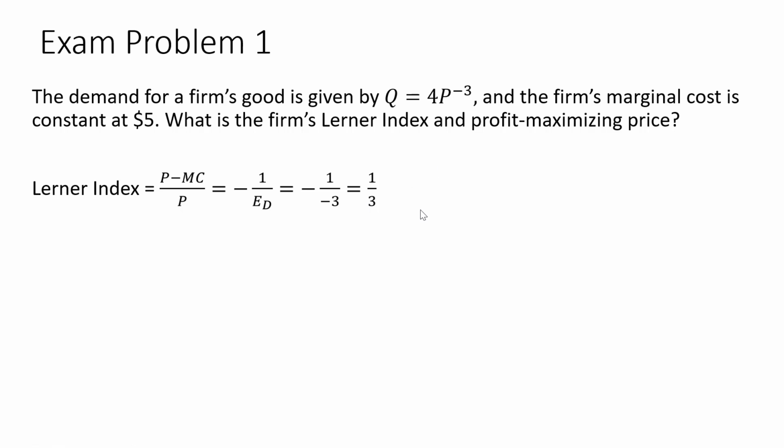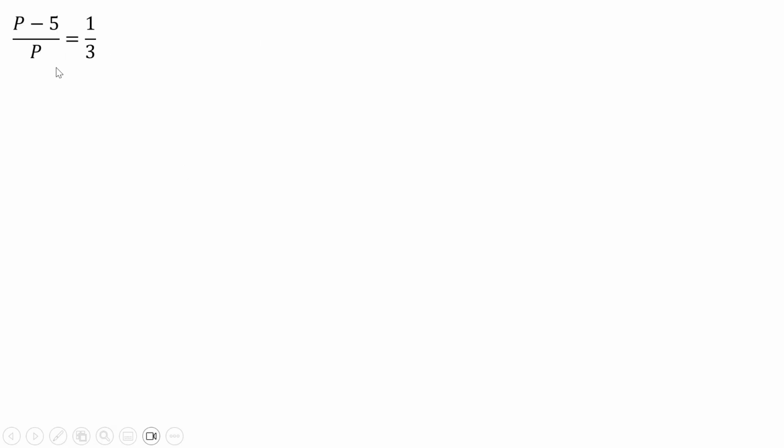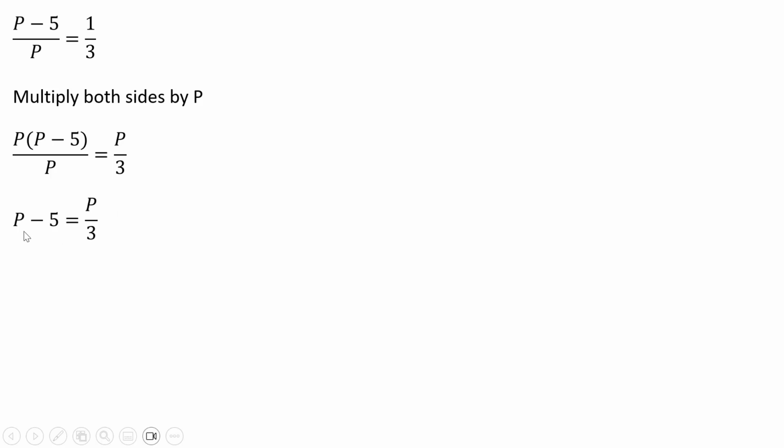As for the profit maximizing price, I'm going to set up this equation, substituting in for marginal cost, plugging in $5. Now we're going to solve this for P. I'm going to multiply both sides of the equation by P. You'll notice that P divided by P cancels on the left-hand side, leaving us with this result.